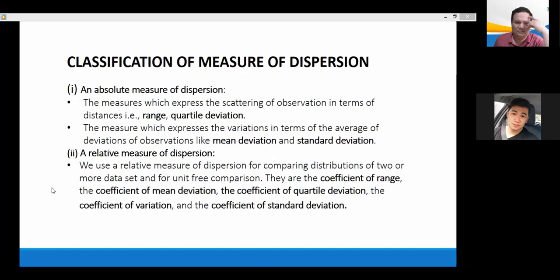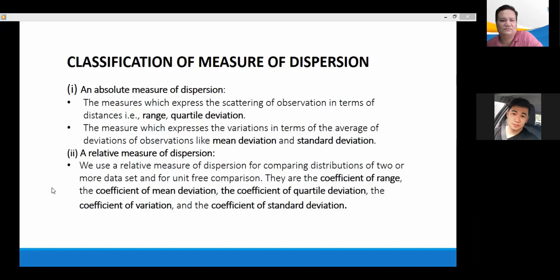An absolute measure of dispersion. These are the measures which express the scattering of observations in terms of distances. Examples are range and quartile deviation. It is also the measure which expresses the variations in terms of the average of deviations of observations, like mean deviation and standard deviation.